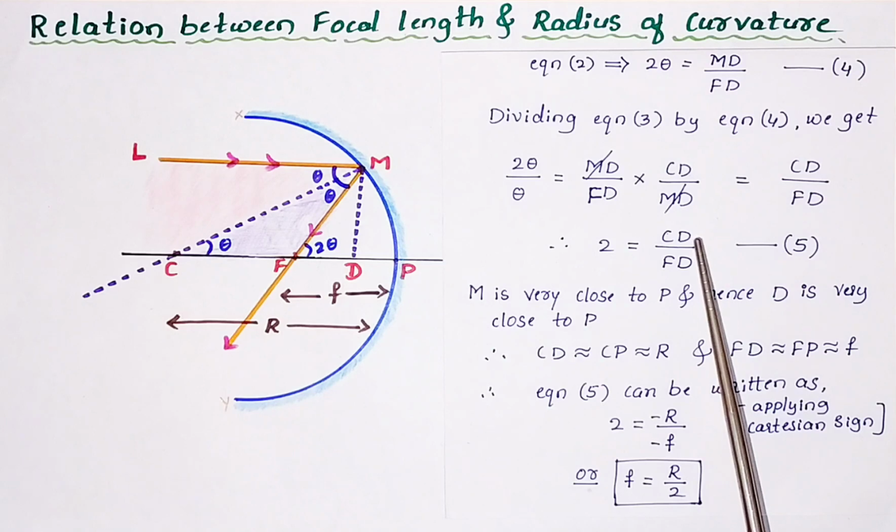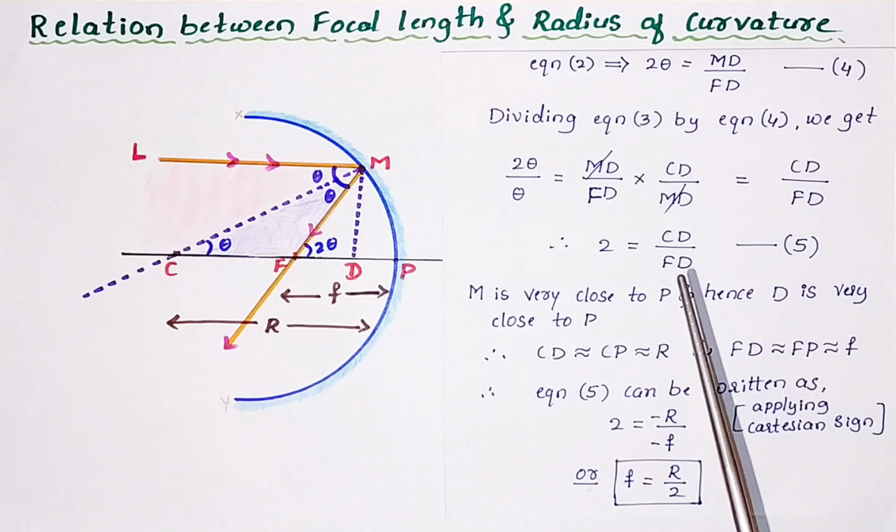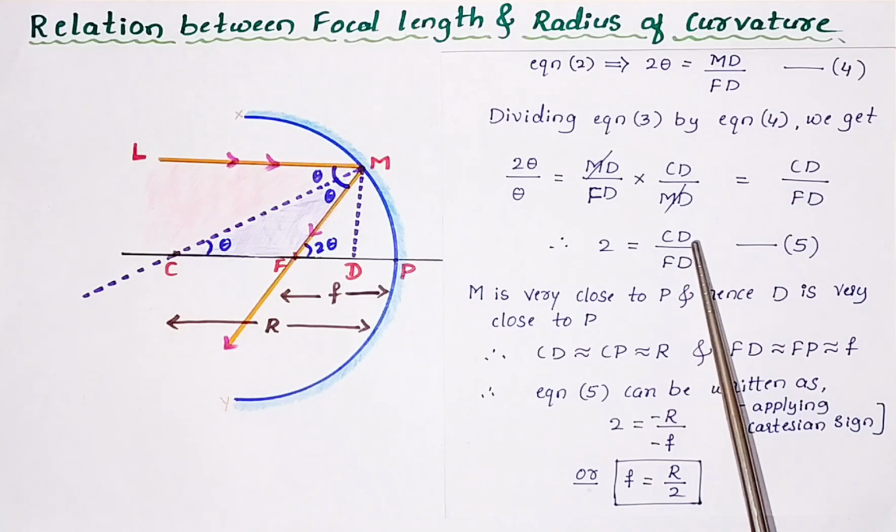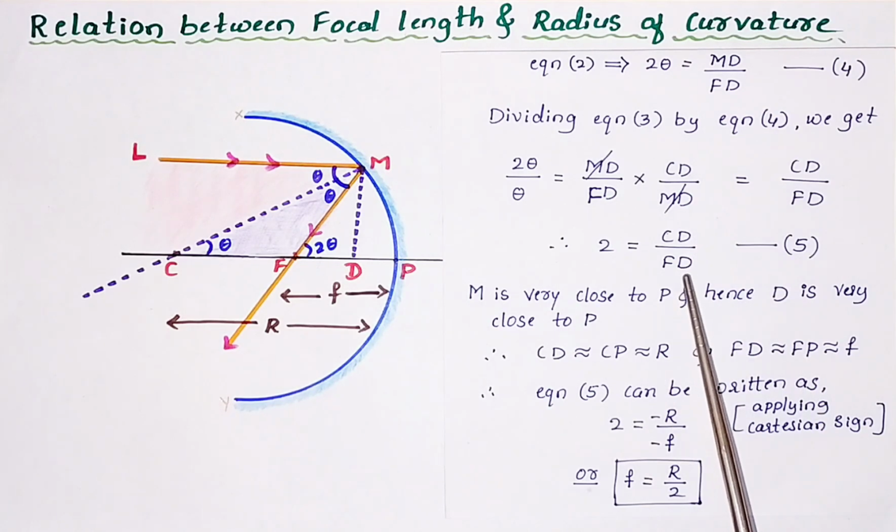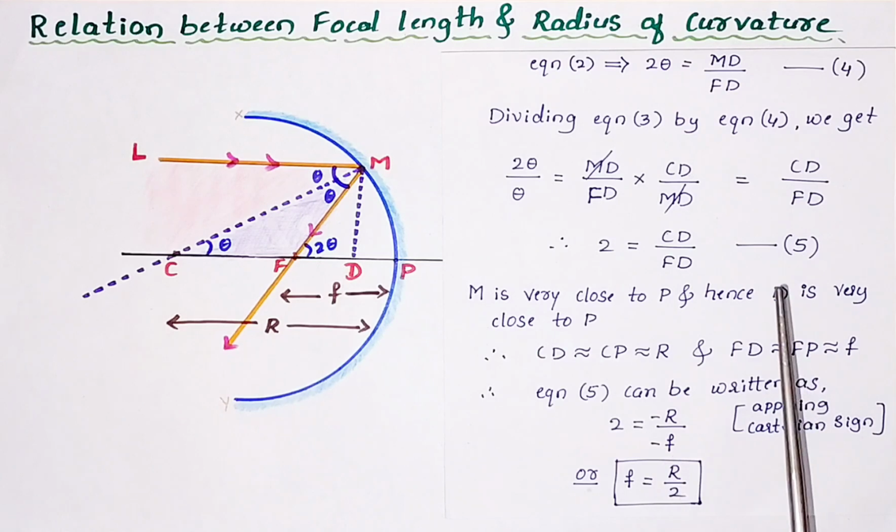Now, in place of CD, we can write CP. In place of FD, we can write FP. Then CP means R and FP means F. So we get 2 equals R divided by F. This equation number 5 can be written as 2 equals R divided by F. But you can observe here, I wrote a negative sign, that is only because of the Cartesian sign convention.